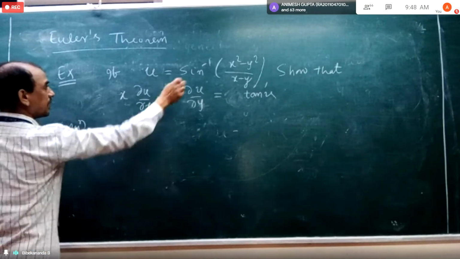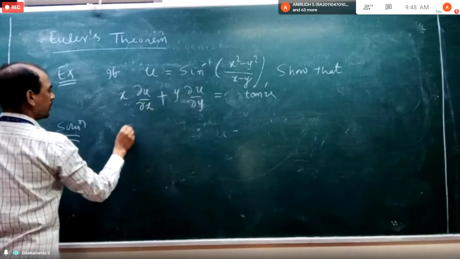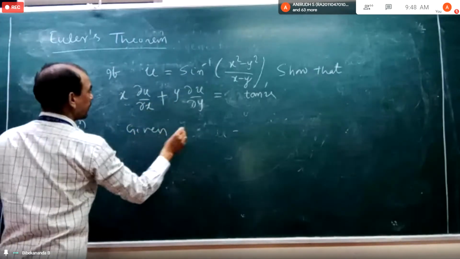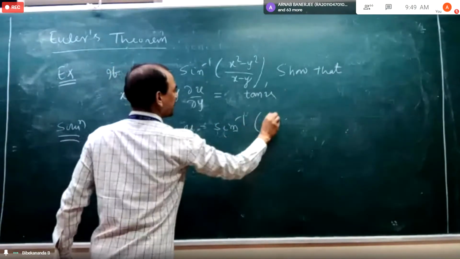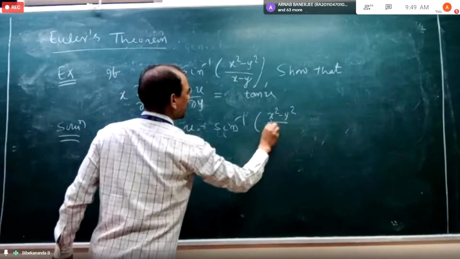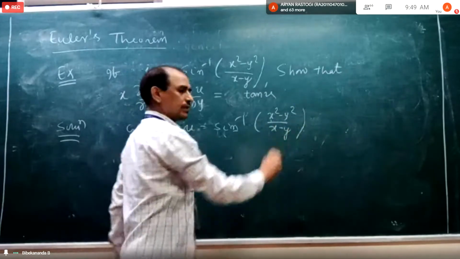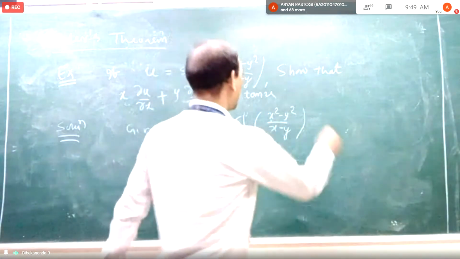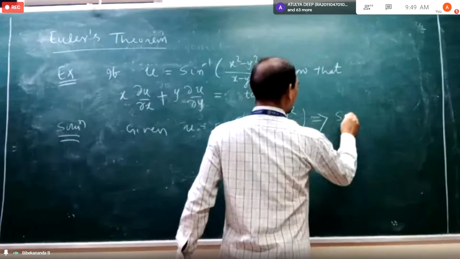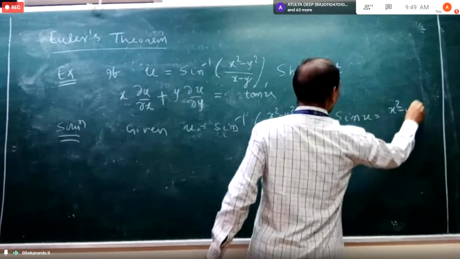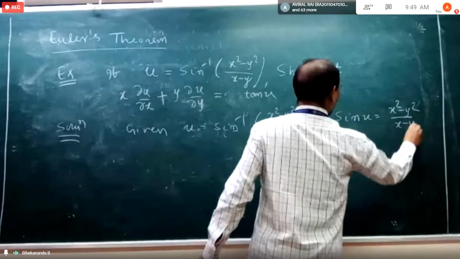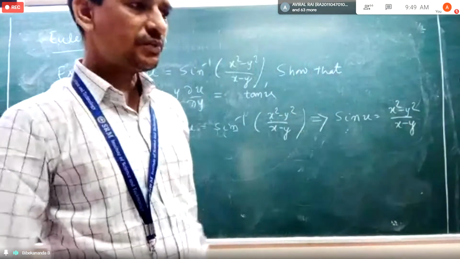This can be written as: given u equal to sin inverse of x square minus y square divided by x minus y. This is the given thing. And this implies sin u is equal to x square minus y square divided by x minus y. Is it fine?